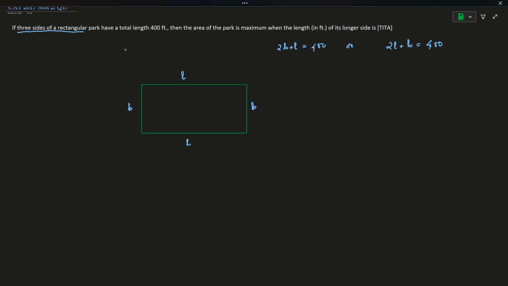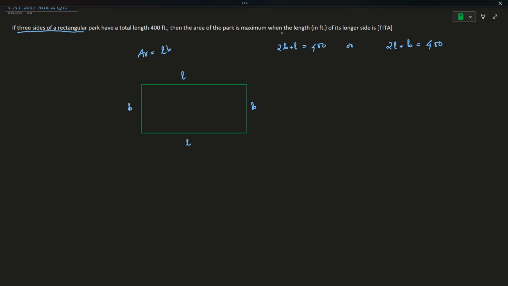Now I need to maximize the area. The area of a rectangle is given as length into breadth. When the area of the park is maximum, what will be the length? That is what the question is asking. I will repeat again: I have to maximize the area, and when the area is maximum, what will be the length of the rectangle?